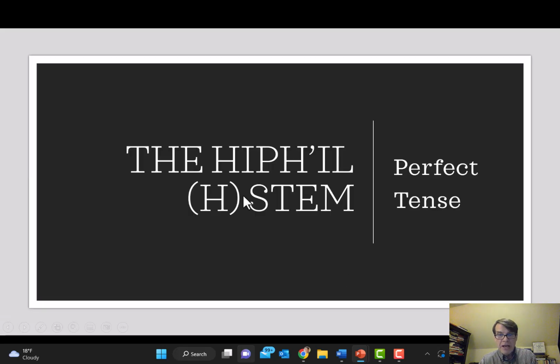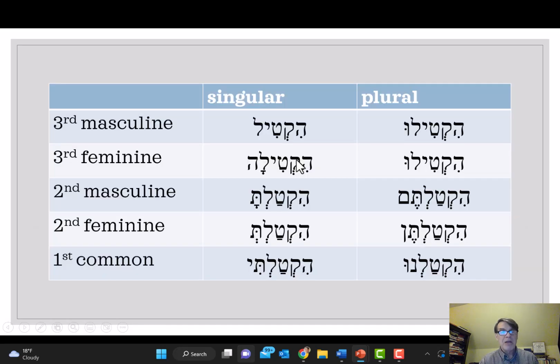I mean, you saw this. Hiph'il, and that's the ayin right there. Hiph'il stem. Now, why Hiph'il? Because in the old days, when we used pa'al as the key verb, if you take pa'al and you put it in this stem, it comes out as Hiph'il. And so that's the name of the stem. The third masculine singular form would be Hiph'il if you were using pa'al.